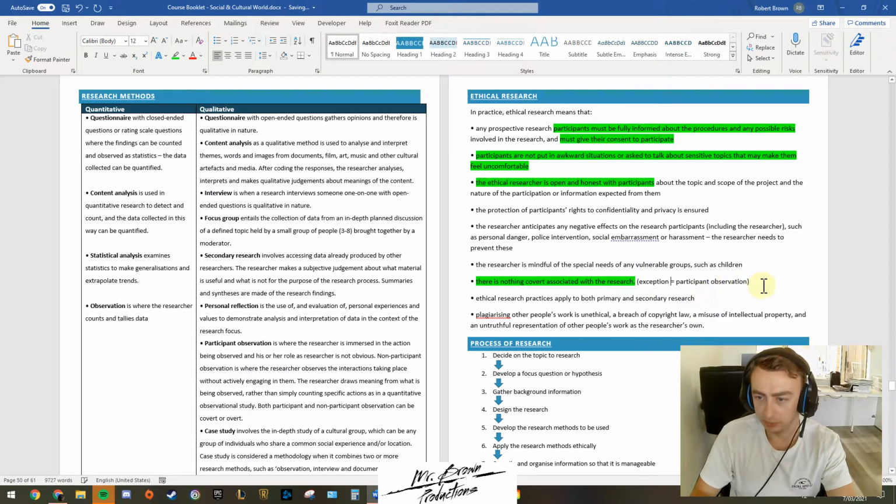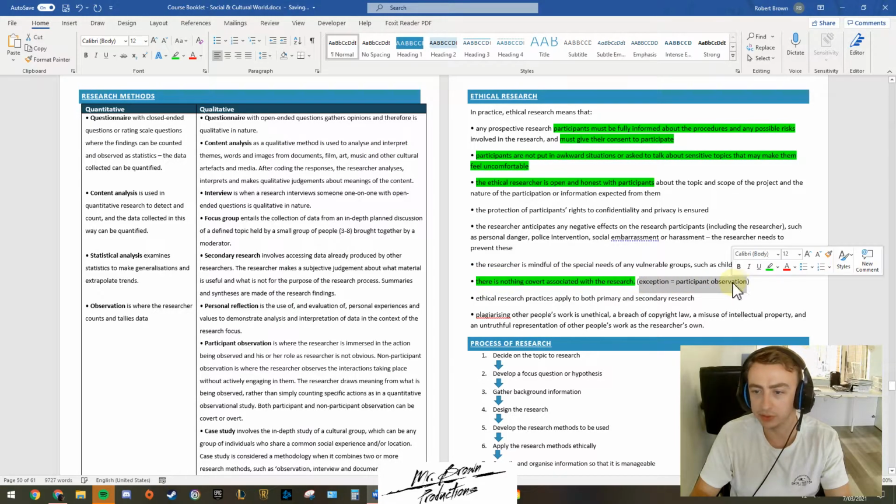So I know I've jumped ahead a bit, but it's really relevant to this one. So this would be a second one. So there's nothing covert associated with the research. The only exception being participant observation, where it's kind of important that they don't know what you're doing, because otherwise it'll ruin your research findings. Okay. So that's the only exception.